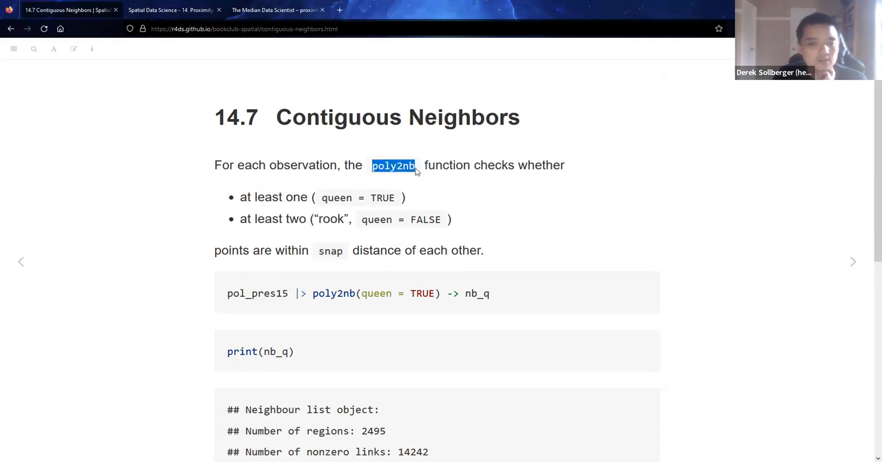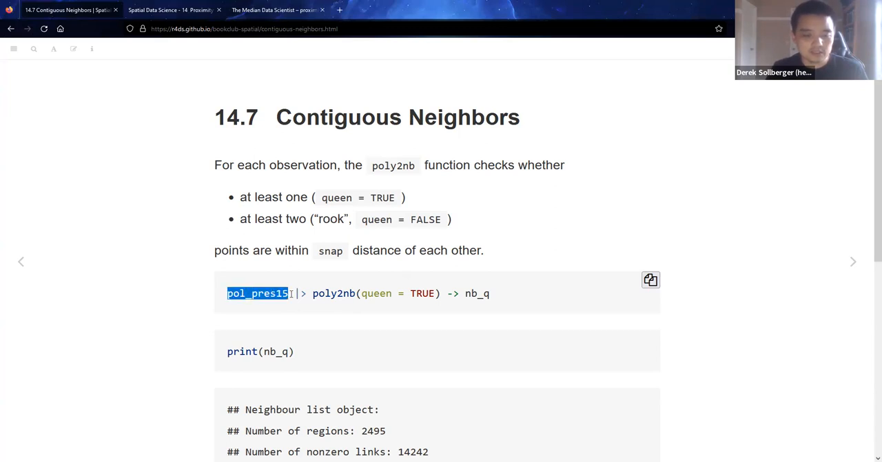There's a very convenient function called poly2nb, polygon to neighbors. And it checks how many points are within some distance of each other. If there's at least one point within a threshold distance, we call that the queen distance, referring to chess. And if you want a slightly more robust calculation for whatever reason, if there are at least two points within a distance of each other for the sake of finding neighbors, we call that a rook distance. In the R code, you could see that's setting the queen parameter to true or false, respectively.